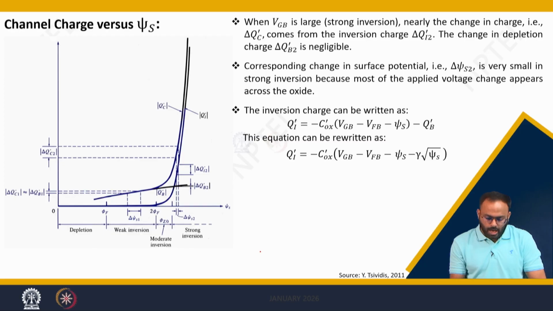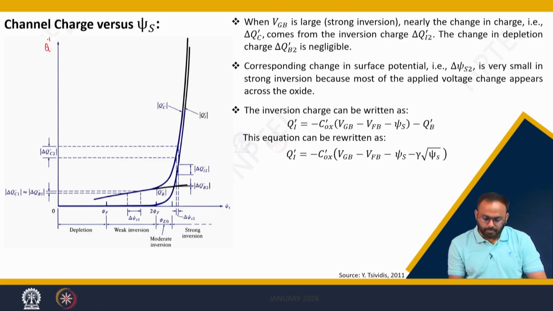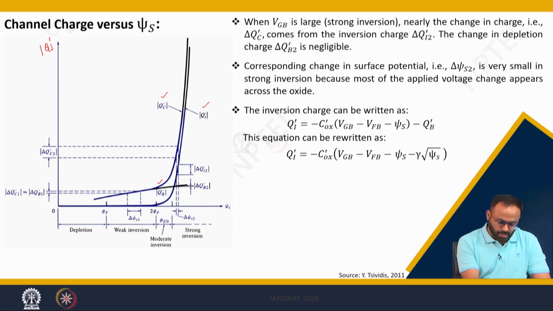Now, more about how the charge varies with the surface potential. So this is the total charge per unit area, which includes your QC dash, QI dash and QB dash. Here we are plotting the magnitude of the charge, though these charges are negative, with respect to surface potential.